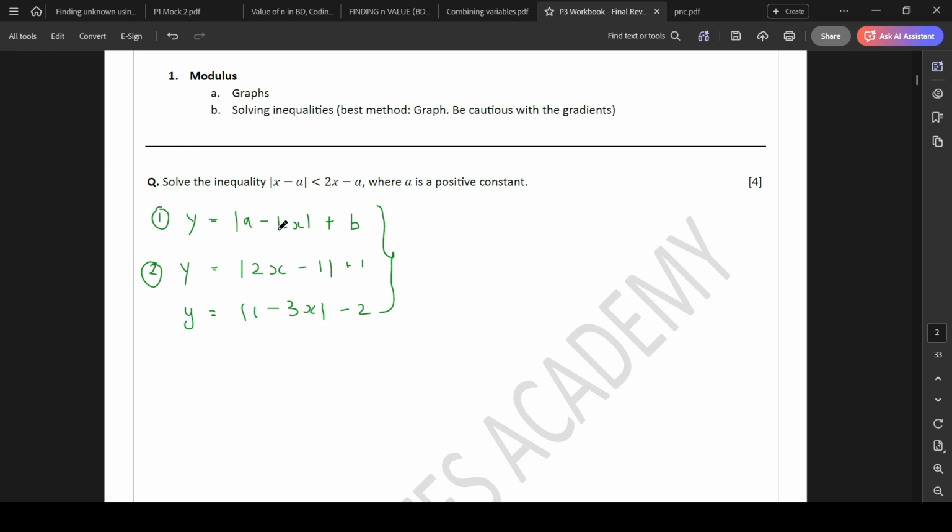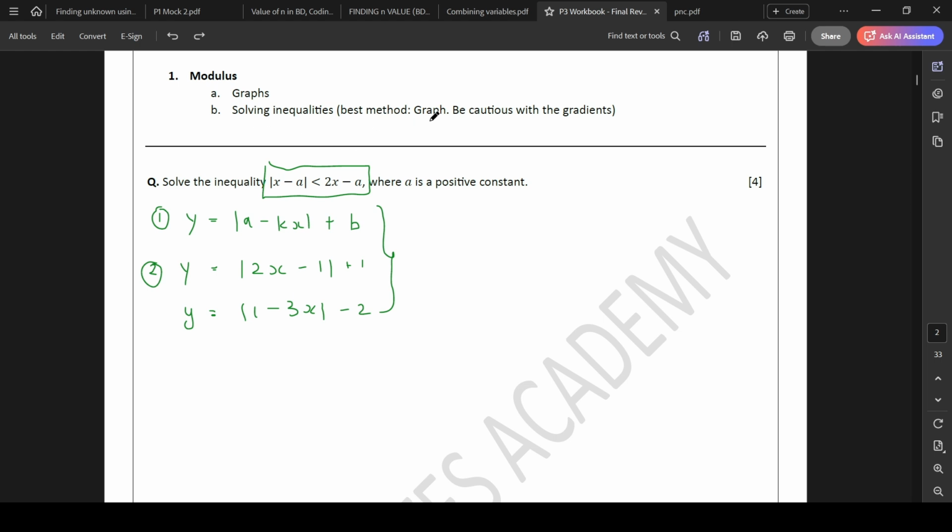Now, what is the second advantage of knowing the graphs and practicing enough that you can sketch them under 15 seconds? That is with respect to solving inequalities involving modulus functions, something like what you are seeing here. In almost all the papers, whenever modulus functions are being tested, you will see that they usually ask inequalities with respect to the modulus functions.